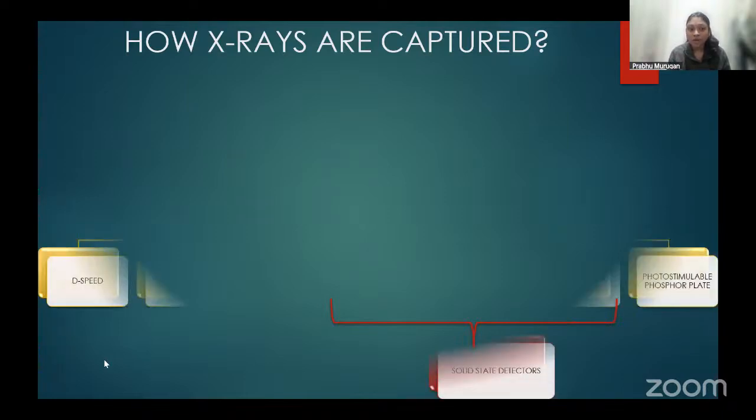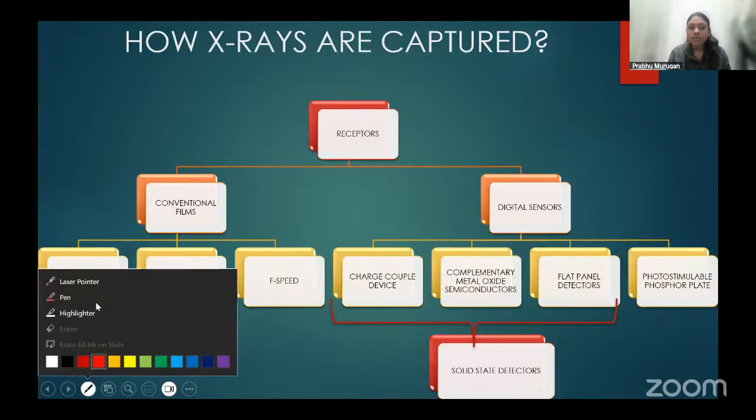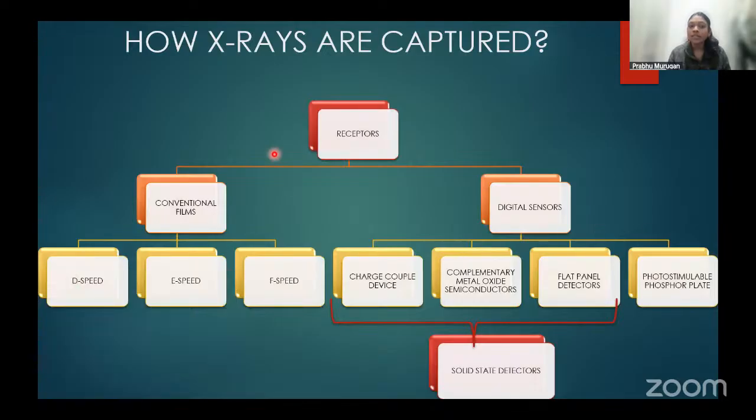I hope the screen is visible for you. The first is the conventional films, the ones that we use traditionally. It involves both your intraoral and your extraoral films. When it comes to conventional films, the composition and the way in which they absorb the X-rays are the same. Even the processing is almost the same, for the conventional films, be it intraoral or extraoral.